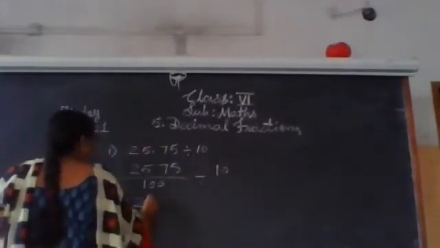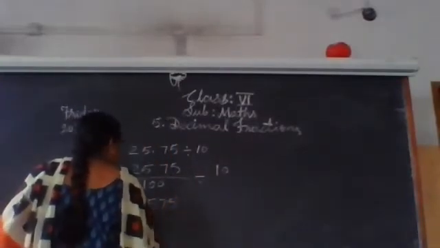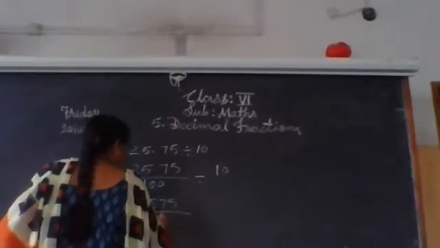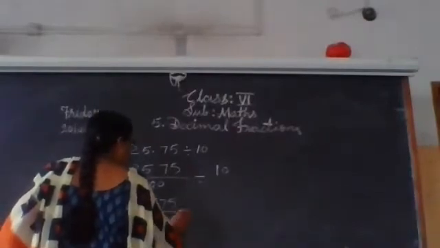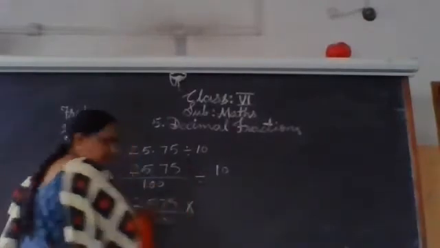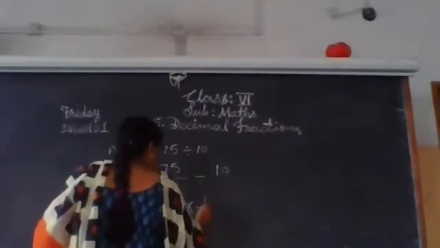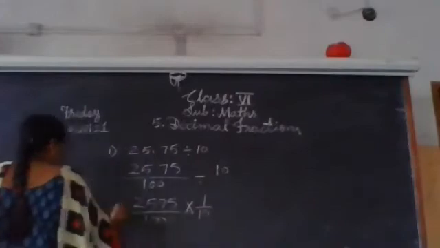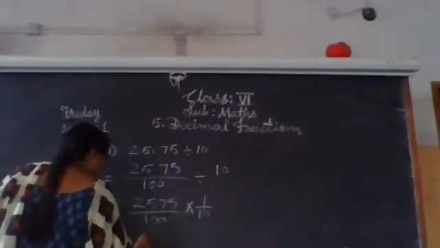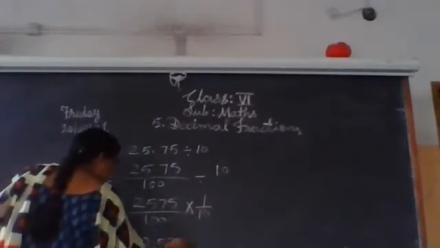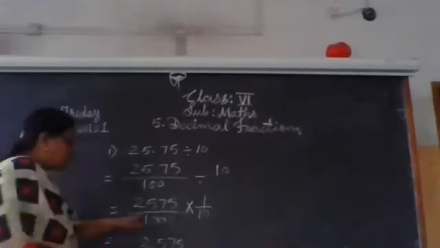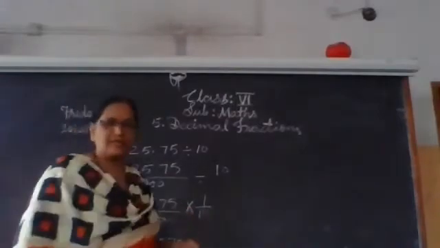So what to do? 2575 upon 100. This division sign is converted into multiplication and we take the reciprocal of this. So 2575 upon 100 into 10 is 1000.